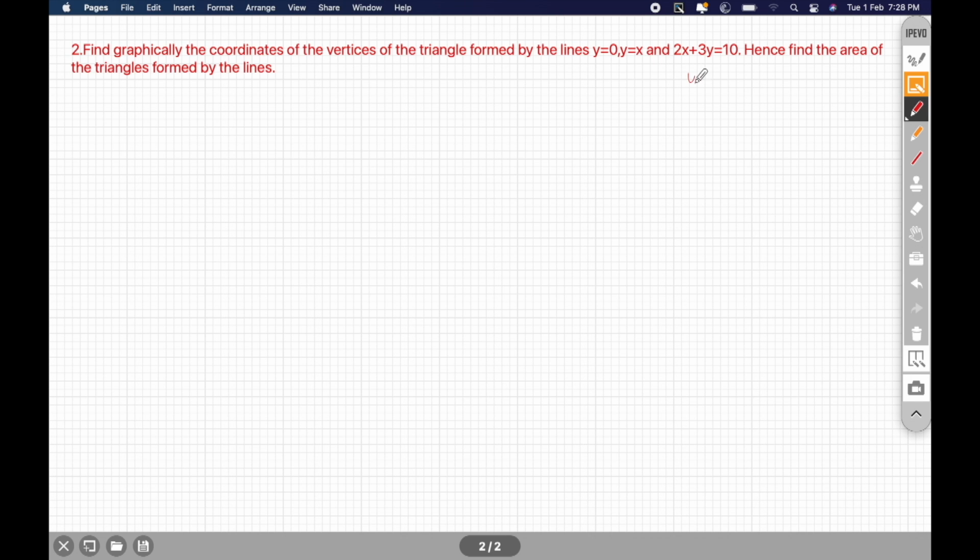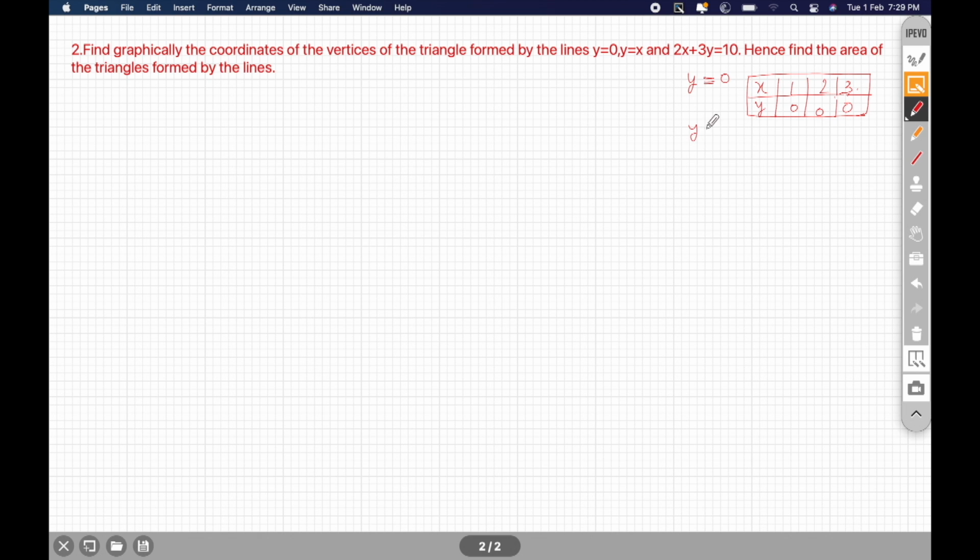Here we are given y = 0. We all know that y = 0 is the equation of the x-axis. Even if not known, if you prepare the table, it is like this. y is always 0 for any value of x that you take. So here we have to keep in mind that y = 0 is the equation of the x-axis. So for any value of x, y is always 0.